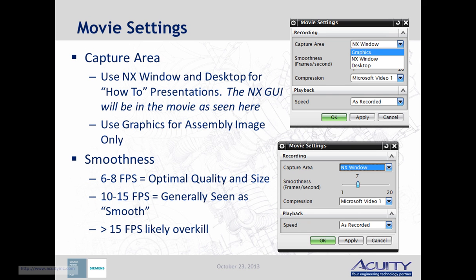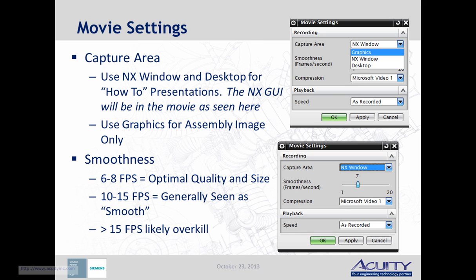Having prepped your assembly, you'll want to make sure and understand the right movie settings. For the Capture Area command, you want to make sure and choose the graphics window if you only want to see the NX parts and none of the interface. The other two options will either capture the whole NX window or your computer desktop.